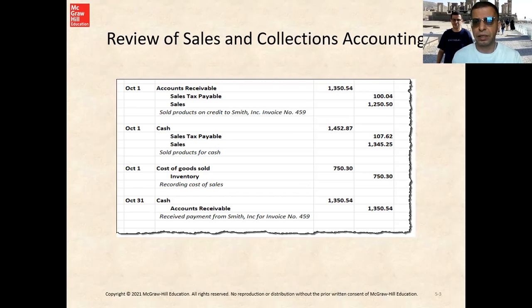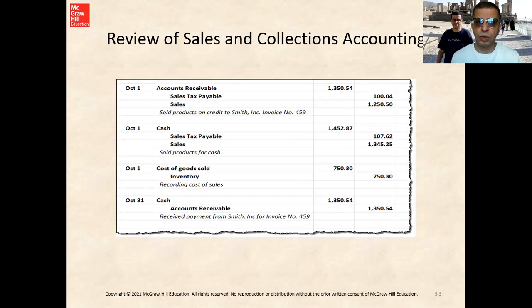Now, when you start collecting cash, for example, you record the receivable as cash and taxes. Let's say that the cash you received is $1,452.87. Out of that, there is a sales tax payable, which is $107.67, and you put the credit and debit part of it. That has to balance to the total.